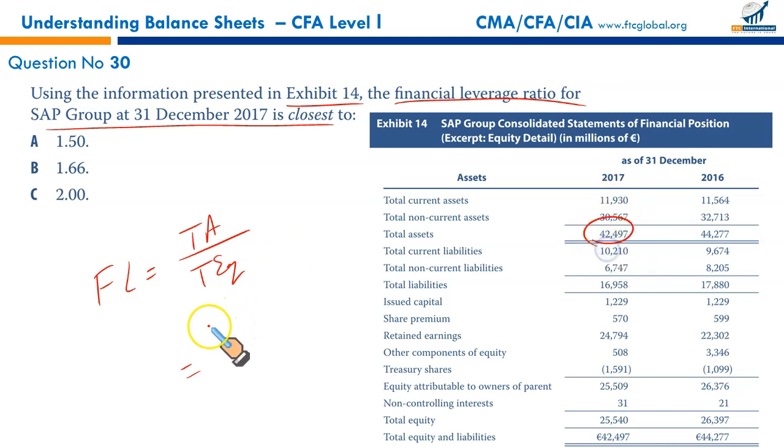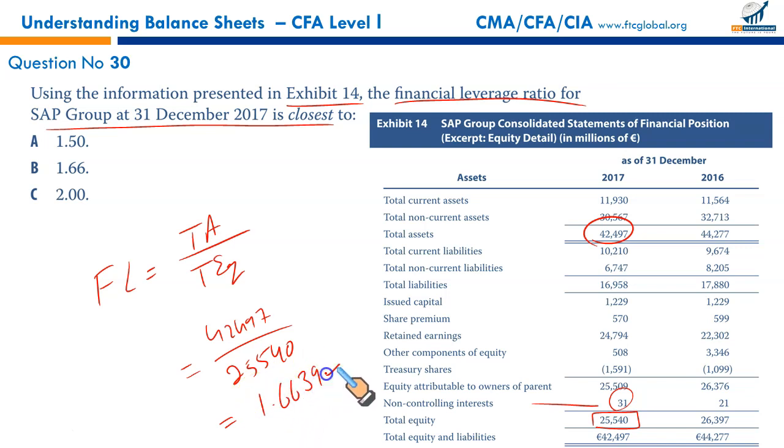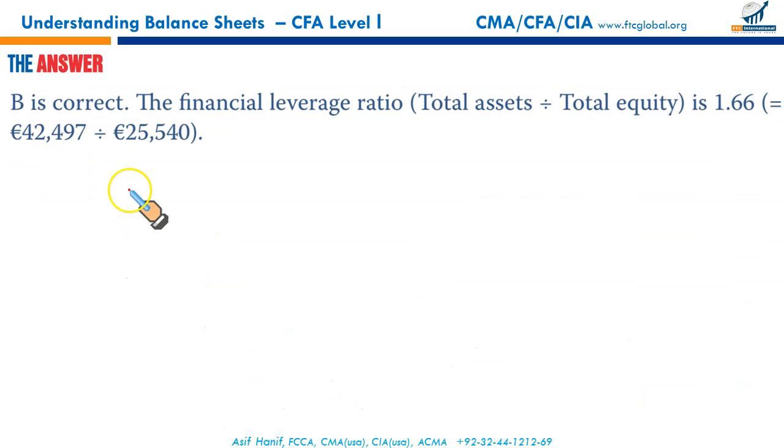This is the number for your total assets, 42,497. And total equity is equity attributable to owners of the parent, 25. Total equity here, including the non-controlling interest, is 25,540. We are calculating the financial leverage for the whole consolidated balance sheet, so it has to be total assets taken with the total equity, including the non-controlling interest. So dividing 42,497 by 25,540 will give you 1.6639, which is approximately 1.66. B is the right answer.